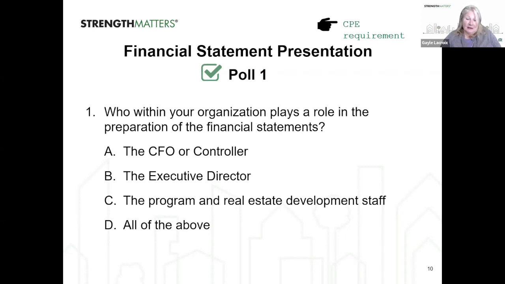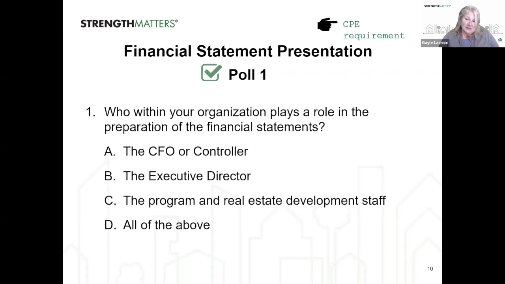So really, it's a best practice to have everybody involved. Certainly the CFO and controller are preparing the first round, but a good practice would be to send it to your ED. Hopefully most of you are being asked for that now. If not, that's a good conversation to have. You also want your real estate staff to take a look at it because in the footnotes, we're talking about each one of the real deals.